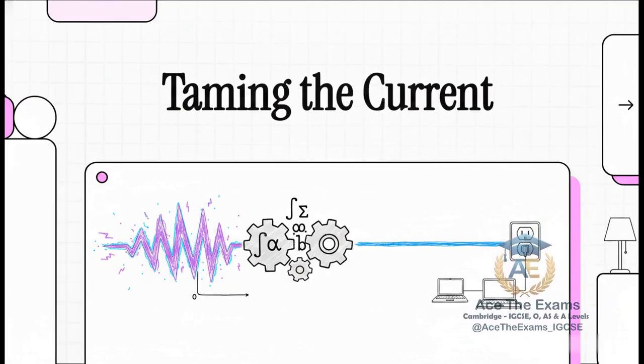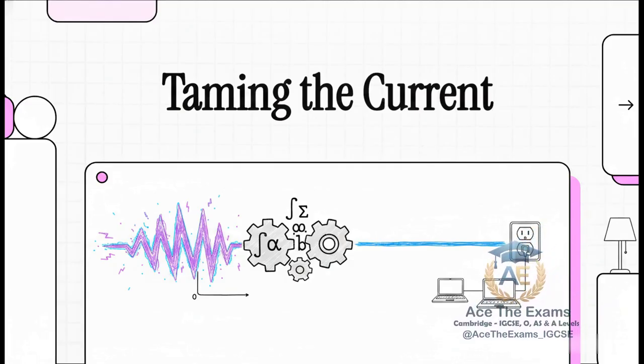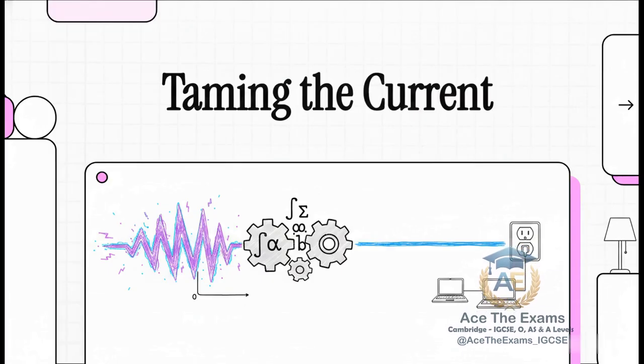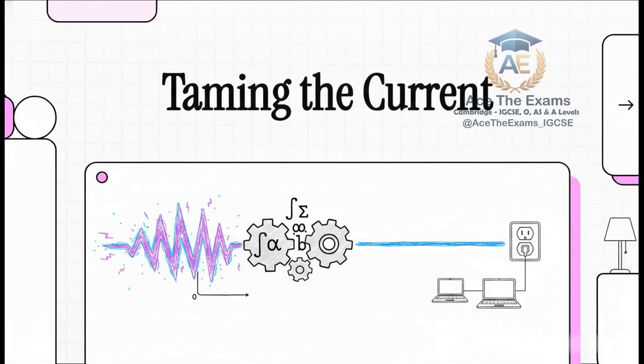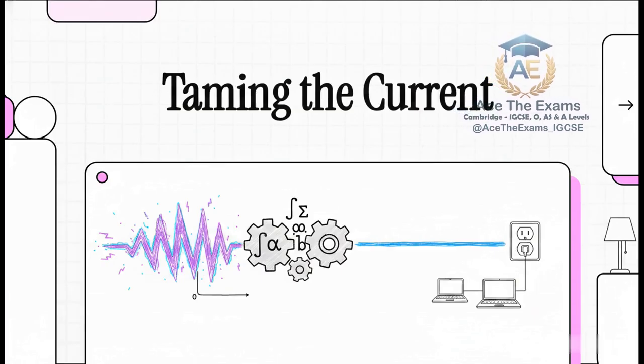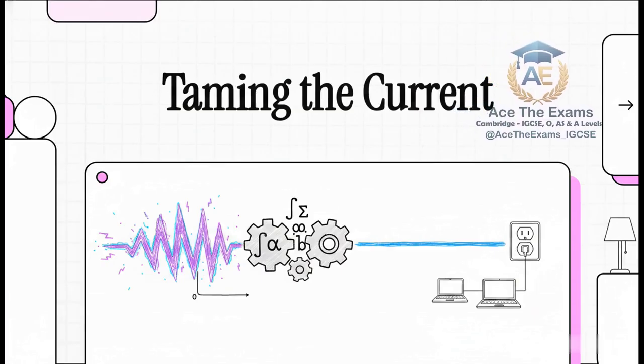Today, we are tackling a monster topic from Syllabus 9702, alternating currents. We're going to look at the wild, untamed nature of the electricity surging through the walls of your house right now, and how we tame it. But more importantly, we're going to look at exactly how to answer exam questions on this topic.